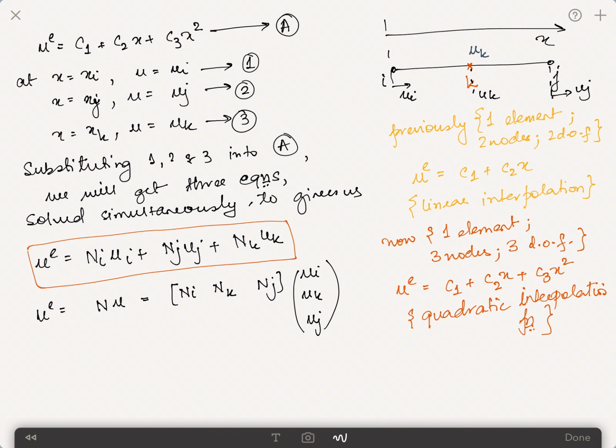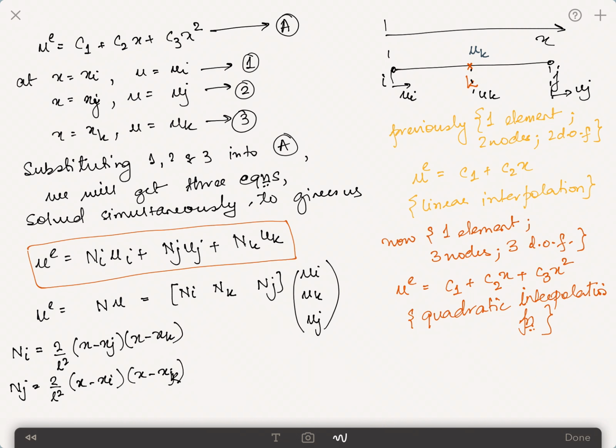And I will just write them down here on this page just to finish off how you find the shape functions and what they look like, because it brings us directly to the next section that we are going to discuss, on Lagrange interpolation functions. So the shape function Ni, or the first shape function, is going to be 2 by L squared times (x minus xj) times (x minus xk). Nj, which is the second shape function, is equal to 2 by L squared times (x minus xi) times (x minus xk).